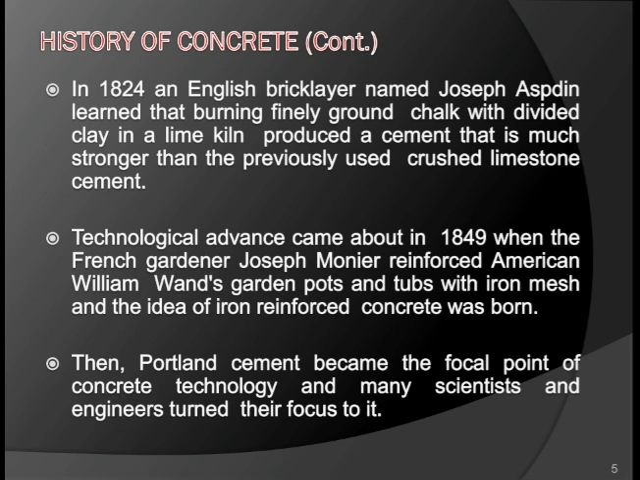Then in 1824, an English bricklayer named Joseph Aspdin learned that burning finely ground chalk with divided clay in a lime kiln produces a cement. Means some advanced technique is used in making cement. Previously it was simply limestone used. Now in 1824 they used chalk and clay in the manufacturing of cement. So this is the third turning point in the history of concrete.